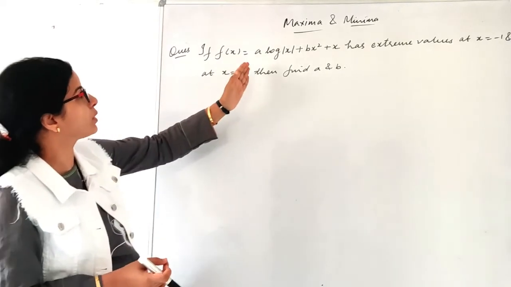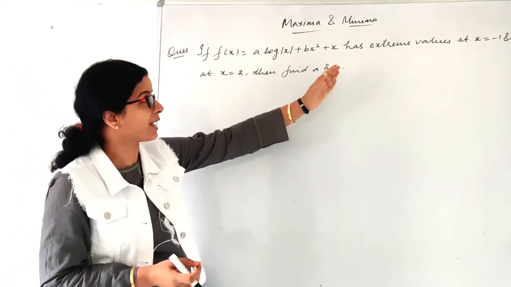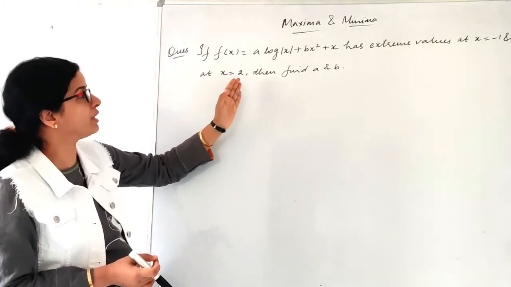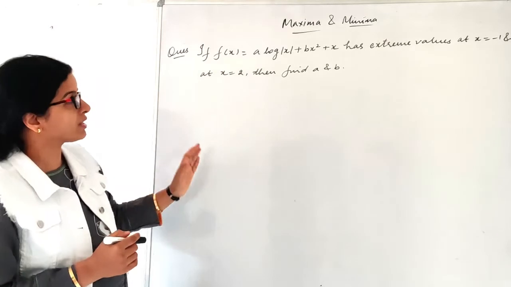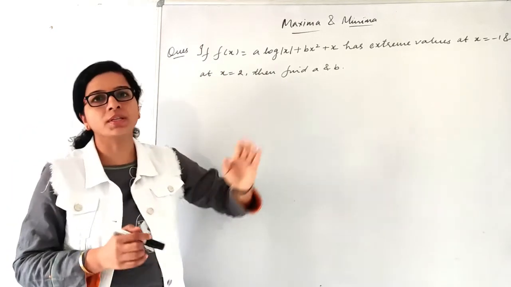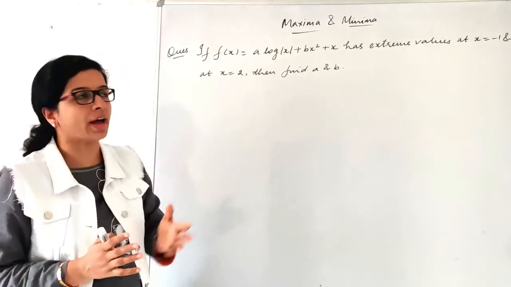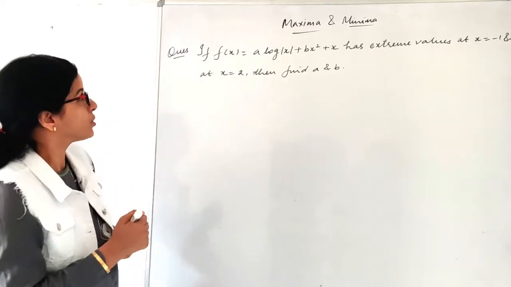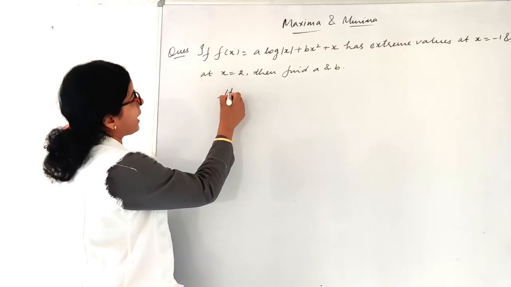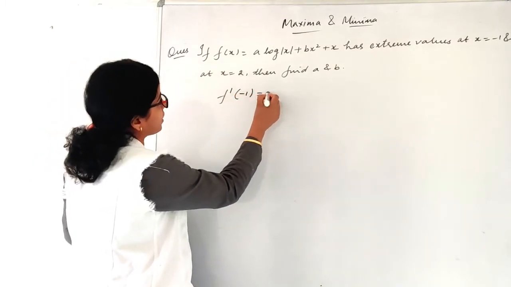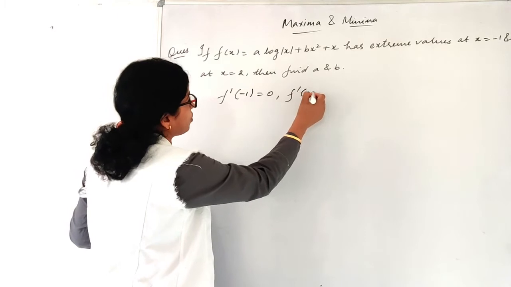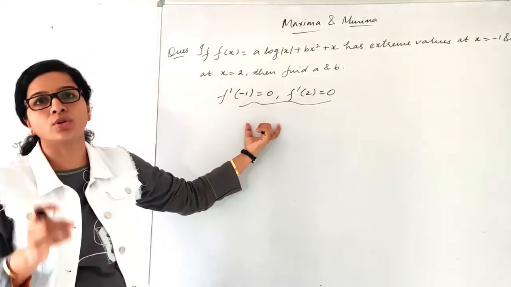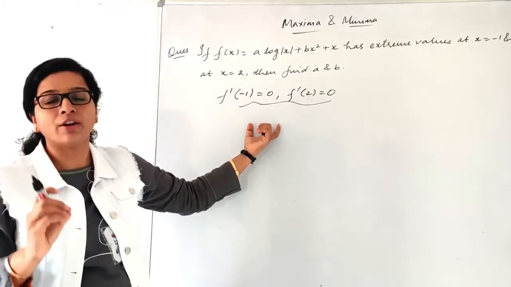If f(x) is equal to a log x plus b x square plus x has extreme values at x equals minus 1 and at x equals 2, then find a and b. So what does that mean? It attains extreme values, means it attains its maximum or minimum value at x equals minus 1 and at x equals 2. So what we have been given is f dash of minus 1 is equal to 0 and f dash of 2 is equal to 0.